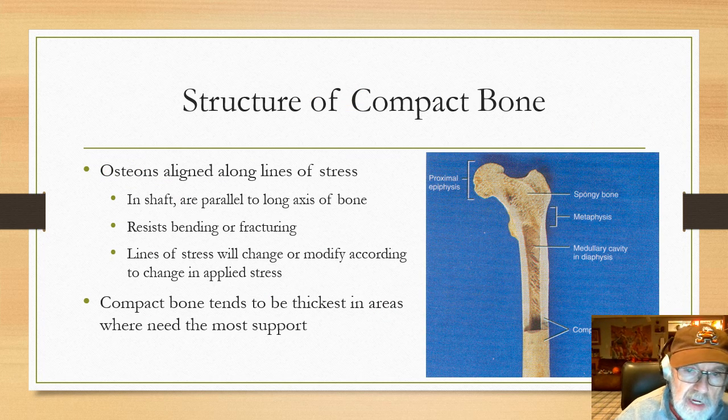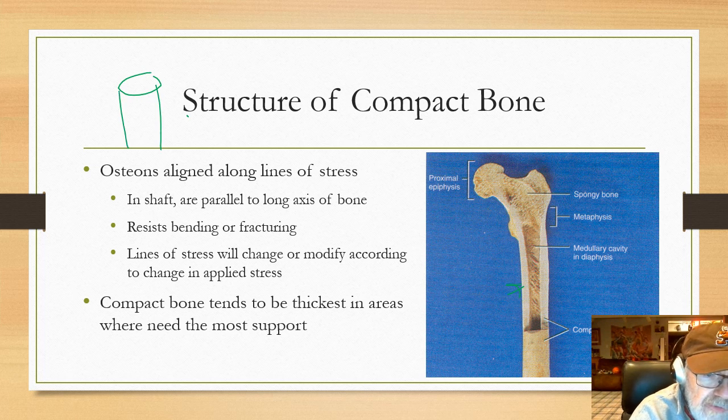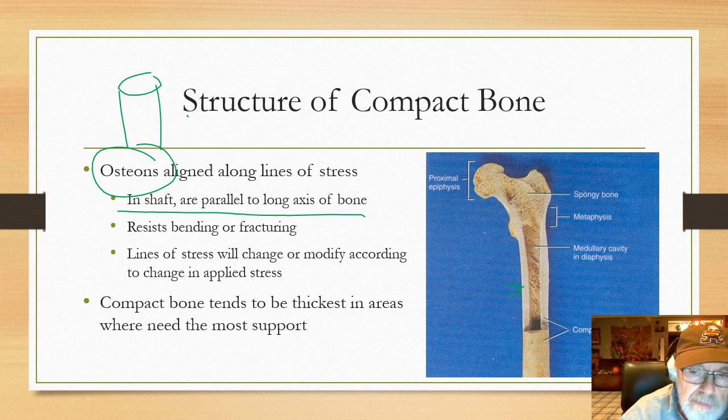If I look at the structure of compact bone, out in here, bone actually has cores. If we look at this microscopically, there are cores, and these cores are called osteons. You don't have to remember this, but I think it's interesting to know: these osteons are lined up parallel to the long axis of the shaft. So I'll have an osteon, an osteon, osteon, osteon. They're lined up parallel, and that resists bending or fracturing.